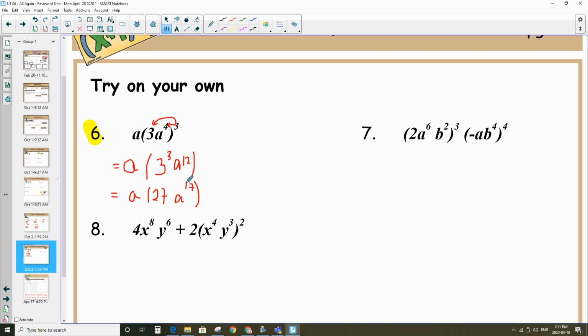And so now you've got 2 monomials being multiplied together, right? This is a monomial multiplied by this monomial. And when we're multiplying monomials, we add the exponents with the same base. So the A has a little 1 and the other A has a 17. So we can add those together. 1 plus 17 is 18, and then write the coefficient in the front, which is 27. So 27 A to the 18.